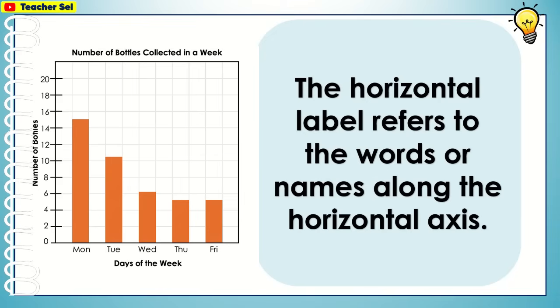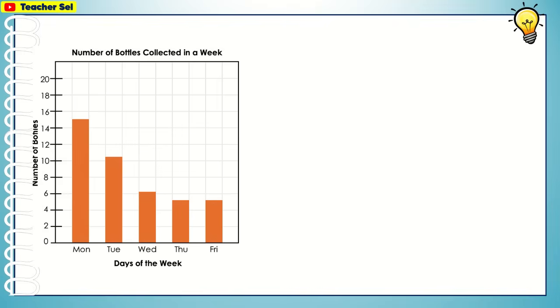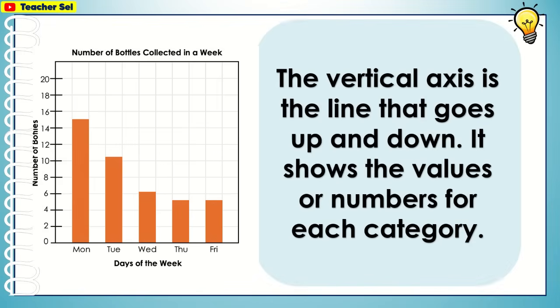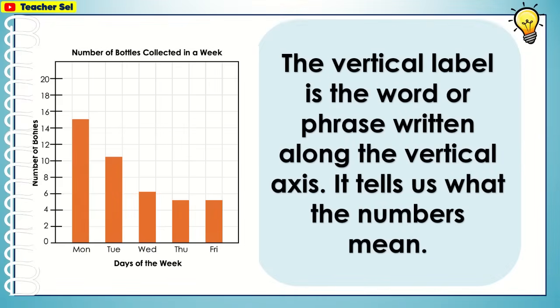The horizontal label refers to the words or names along the horizontal axis. The vertical axis is the line that goes up and down. It shows the values or numbers for each category. The vertical label is the word or phrase written along the vertical axis. It tells us what the numbers mean.